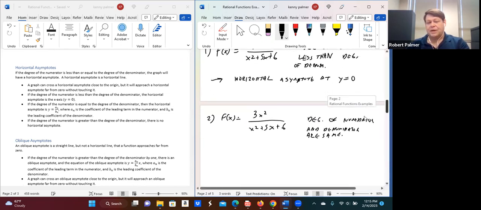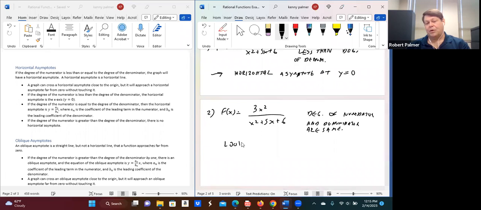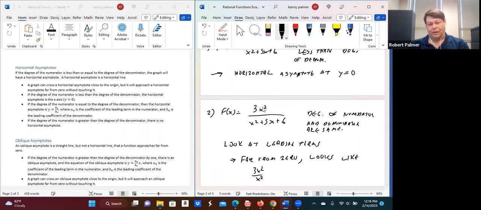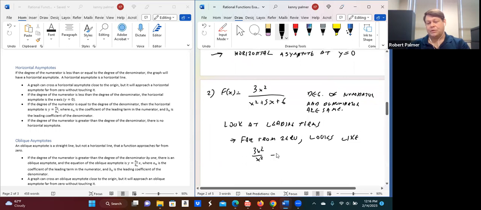So in this case, to find a horizontal asymptote, we look at our leading terms. Far from zero, this looks like 3x squared over x squared, our leading terms in the numerator and denominator, which of course is just 3 over 1, which is 3. That's what this says here.